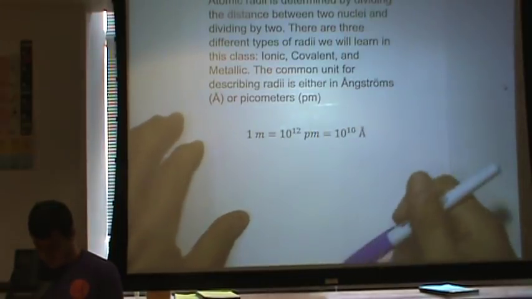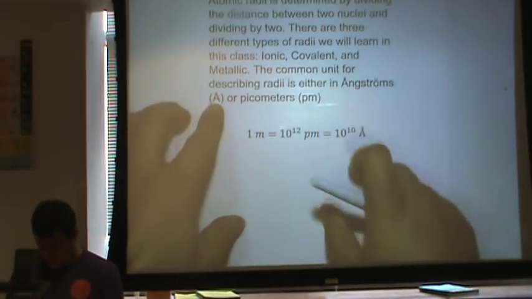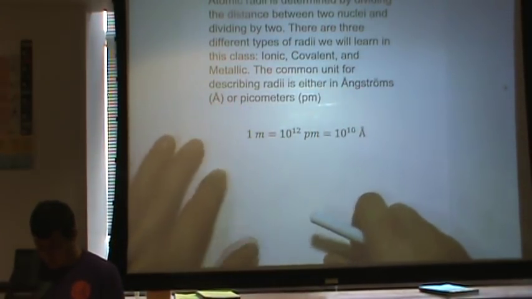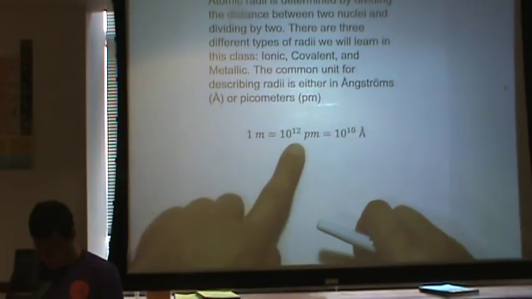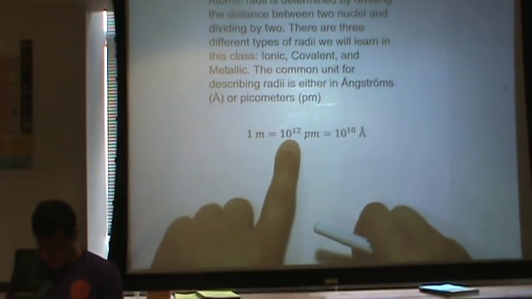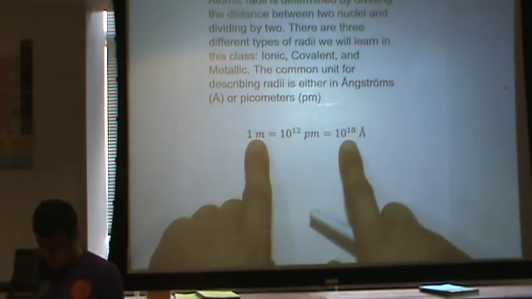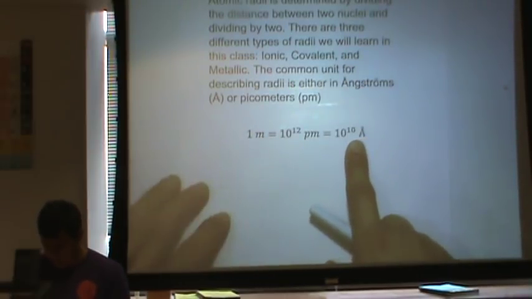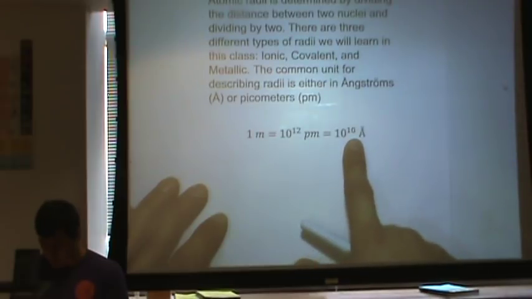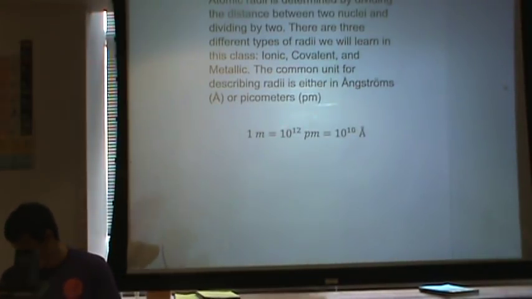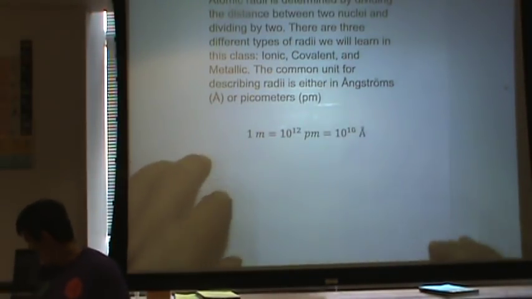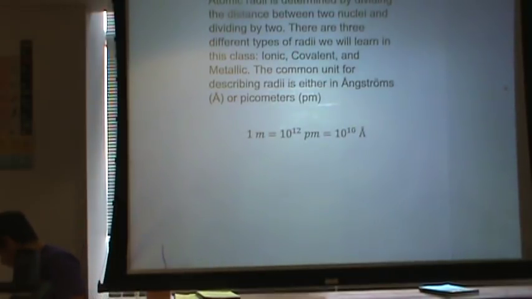The common unit for describing radii is either angstroms with an A hat or picometers, where 1 meter is equal to 10 to the 12th picometers, and 1 meter is also equal to 10 to the 10th angstroms. Angstroms is a measurement that likes to be used in what we like to call crystallography. And we're not going to do any crystallography.